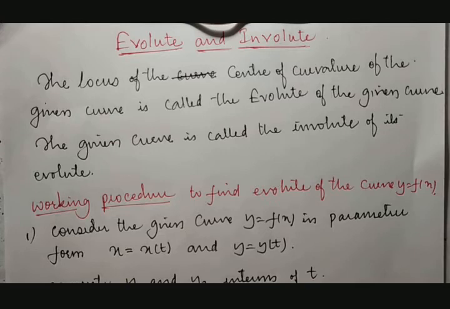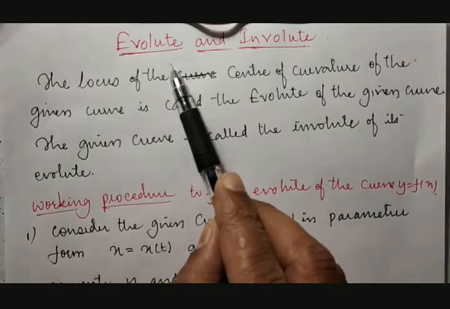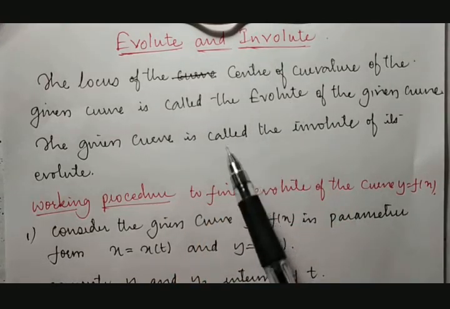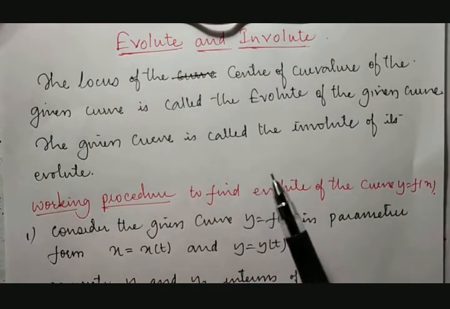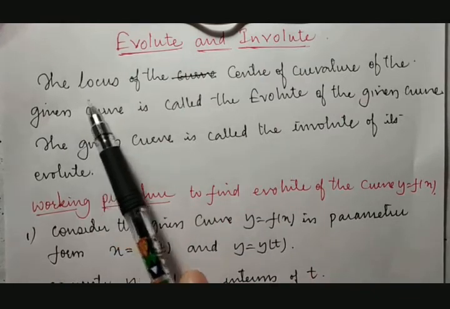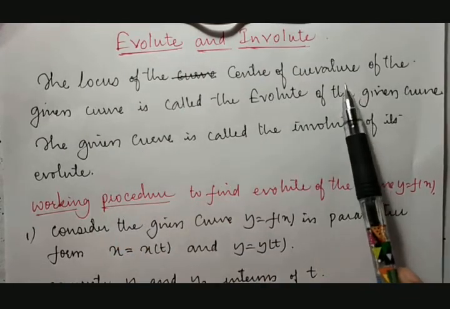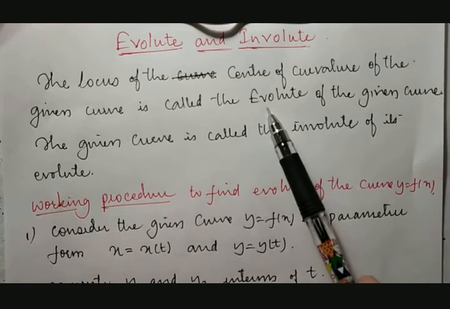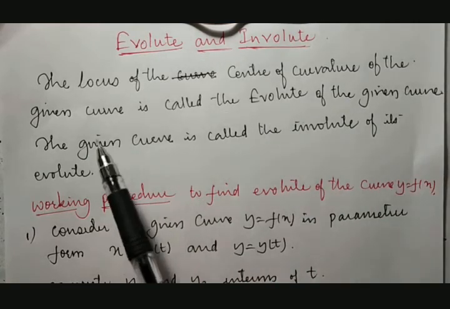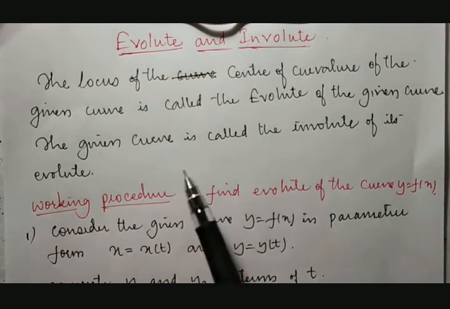In this session, we are going to discuss a unique concept of evolute and involute. First, let us know what is the meaning of evolute and involute. The locus of the center of curvature of the given curve is called the evolute of the given curve, and that curve itself is called the involute of its evolute.